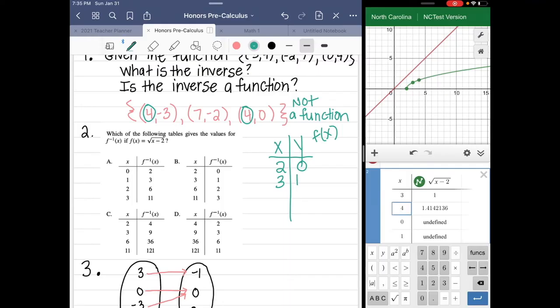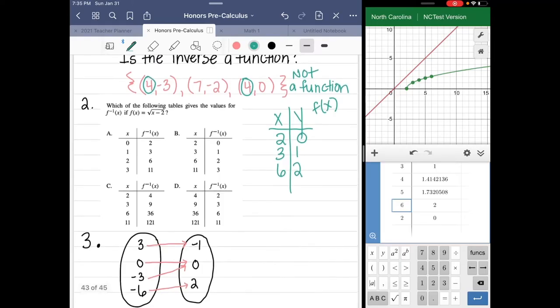I could plug in 4. So 4 doesn't give me a nice number, so I'm going to keep going. Then I can look at 5, but you can see which ones are crossing right where you would want them to, at a perfect point. So we have 6 and 2. But why do we do this?